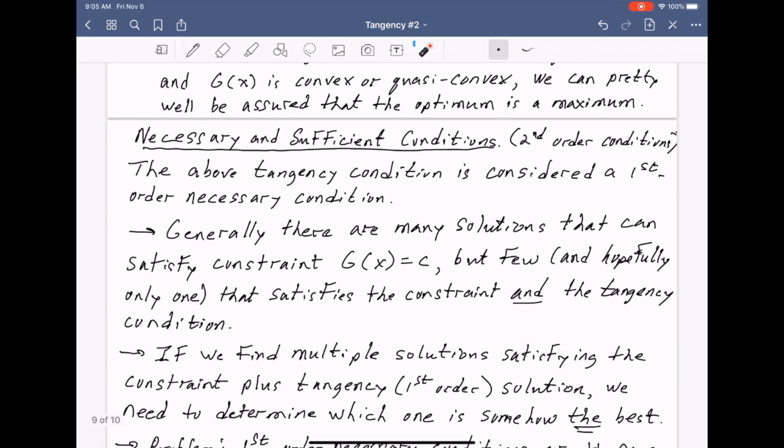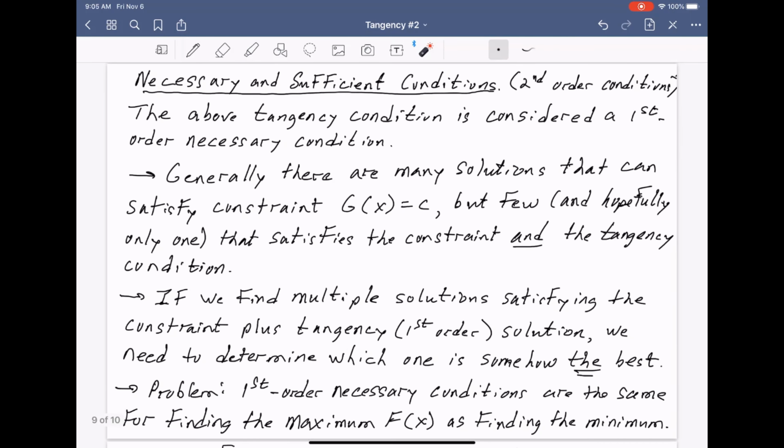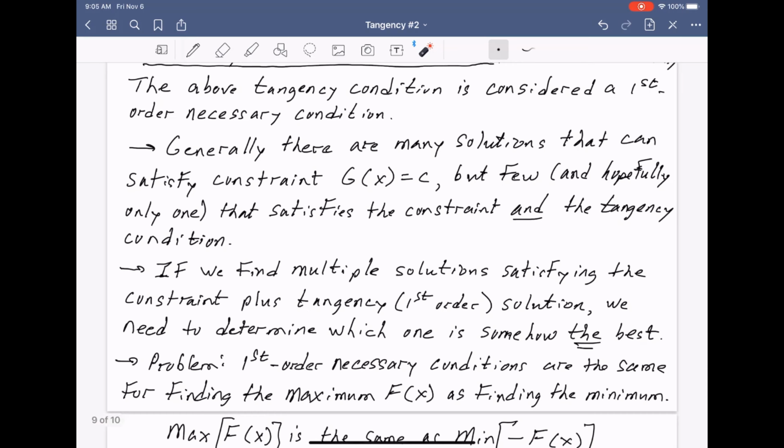So the tangency condition is considered to be a first order necessary condition, but generally there are many solutions that can satisfy the constraint g of x equals c, but few, and hopefully only one, that satisfies the constraint and the tangency condition. Now that's where the problem occurs. You may have more than one solution satisfying both the constraint and the tangency condition.